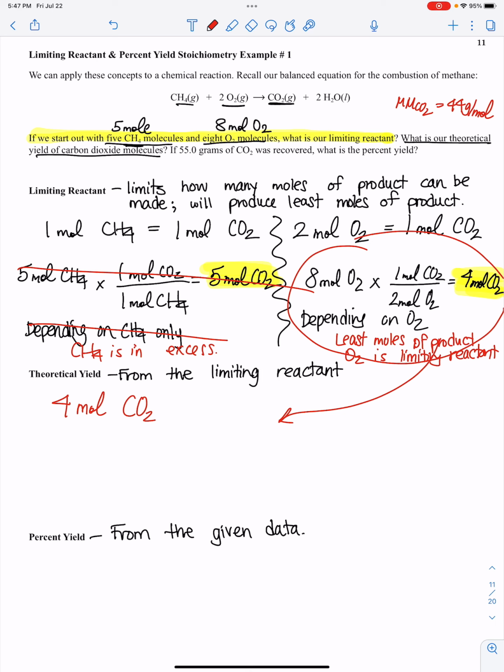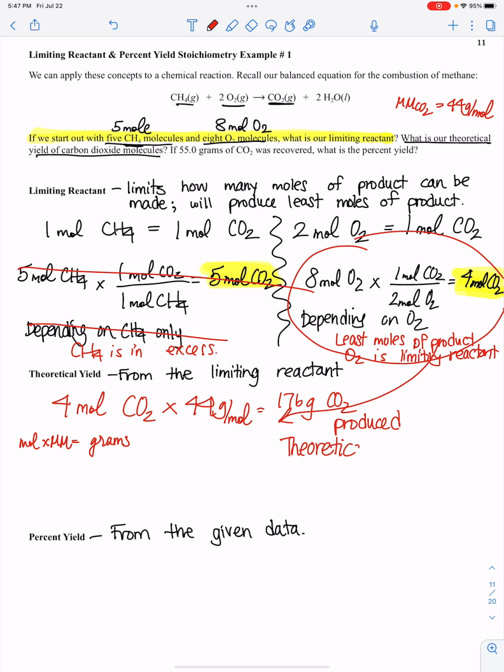If I want to know how many grams that is, I will do 4 moles of CO2. Remember, moles times molar mass is equal to grams. If I multiply by the molar mass, 4 times 44, I get 176 grams of CO2 that can be produced from that 4 moles. This is what I call my theoretical yield.